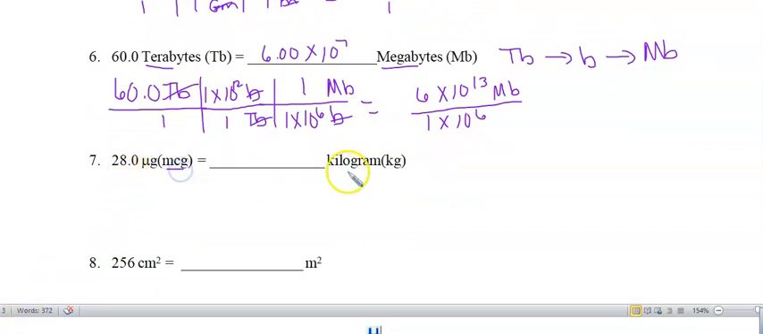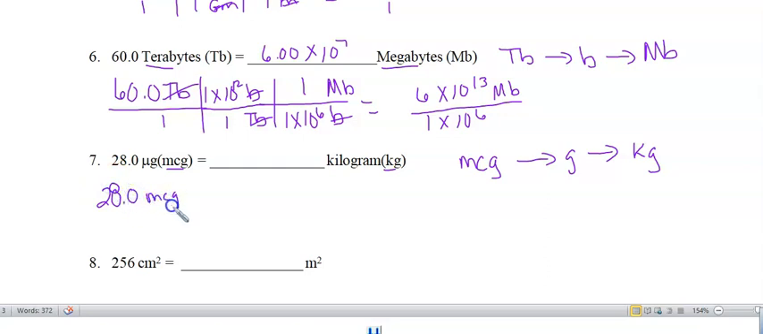Alright, so microgram to kilogram. What do they have in common? The base unit that they're sharing with one another. So I'm going to use mcg, microgram. We're going to go to gram, and then from gram we're going to go to kilogram. That's our little pathway. So 28 micrograms over 1. It's going to be a 3-step, so go ahead and do that.